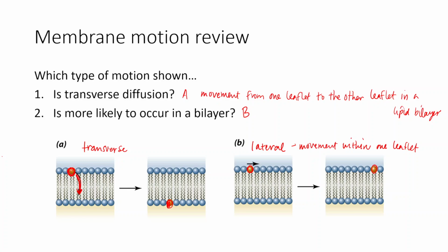So it can happen spontaneously, but super slowly. It is usually catalyzed by an enzyme. Those enzymes are your flippases, your floppases, that kind of thing. Any questions about that? Okay.